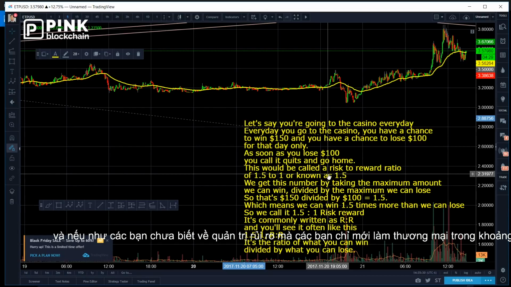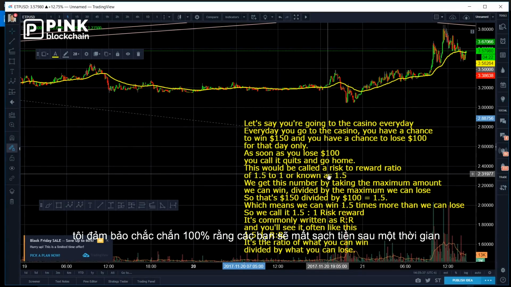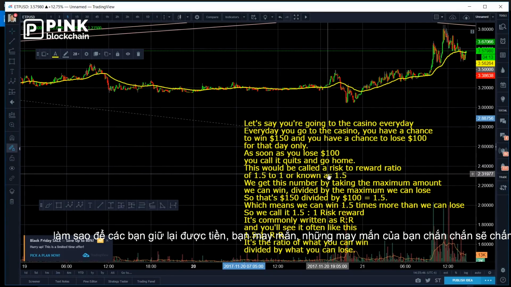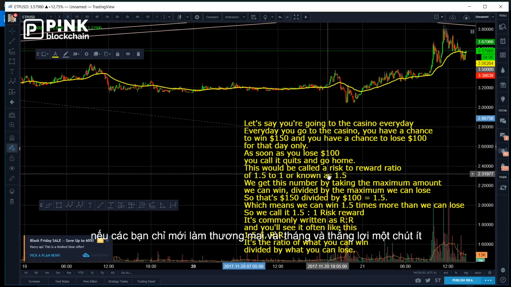It's a very basic principle that I think everybody should learn. And if you don't know about risk management already, and you've only been trading for a very short period of time, what I can guarantee with 100% certainty is that you will lose all of your money eventually over time. Because if you don't know how to control your money and manage it properly, then how the heck can you retain that money as well, right? Your streak of luck will run out inevitably, guys. If you guys have been only trading for a few short months and you've been winning a little bit, I assure you that the luck will run out, okay? It will absolutely run out if you don't have any risk management plan.